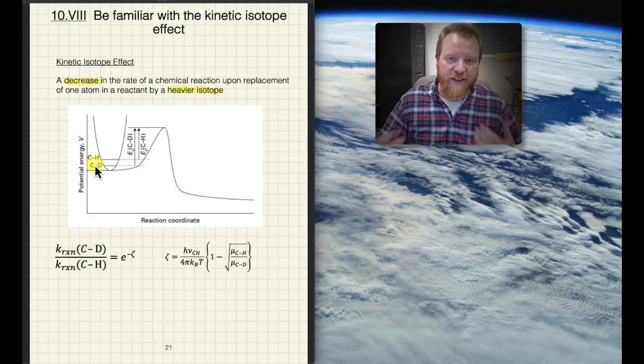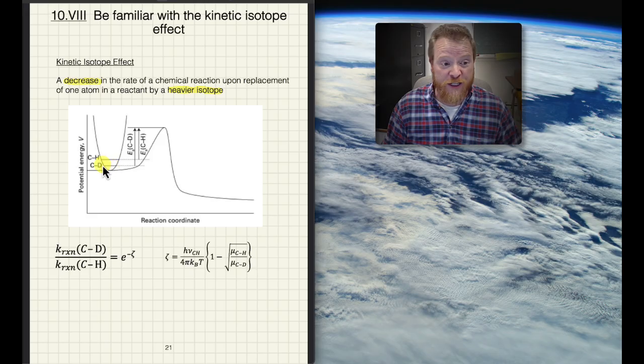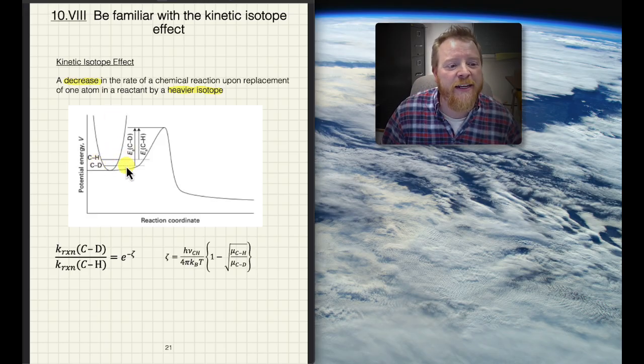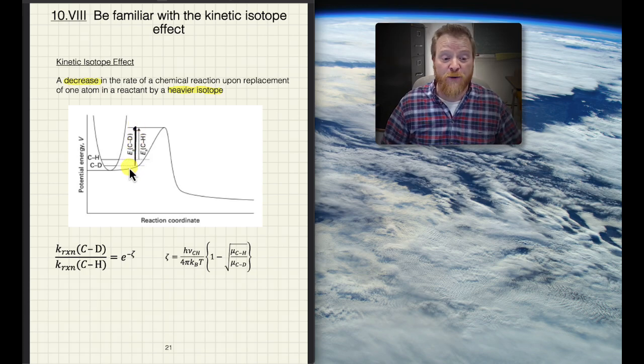We could get into the hideous detail from quantum mechanics showing that the CD bond will be lower in energy than the CH bond. And simply what that means is that for the replacement of that hydrogen with a heavier isotope, the activation energy is now larger. And it's larger enough that it makes the reaction significantly slower.